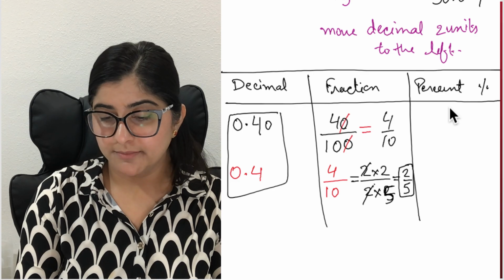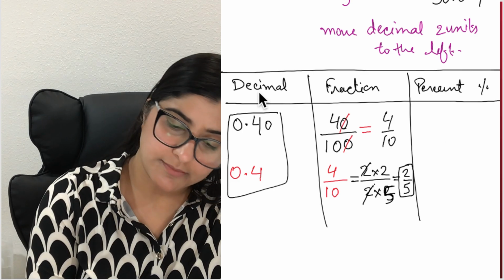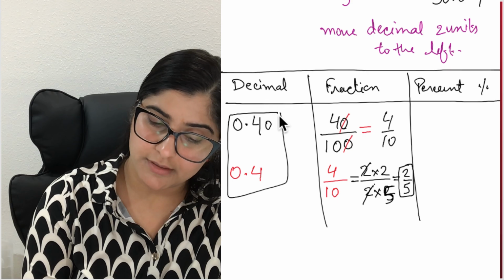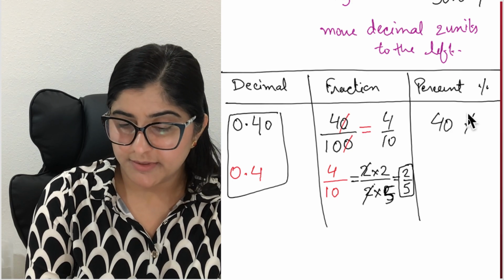Now, how do we write the percentage? We know that to write the percentage, we move this decimal sign 2 units to the right. It will be 40%.